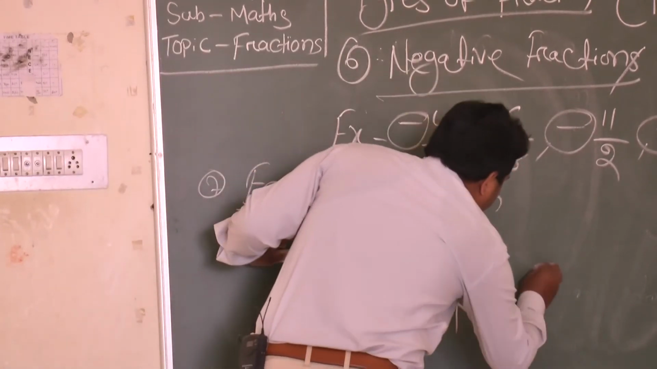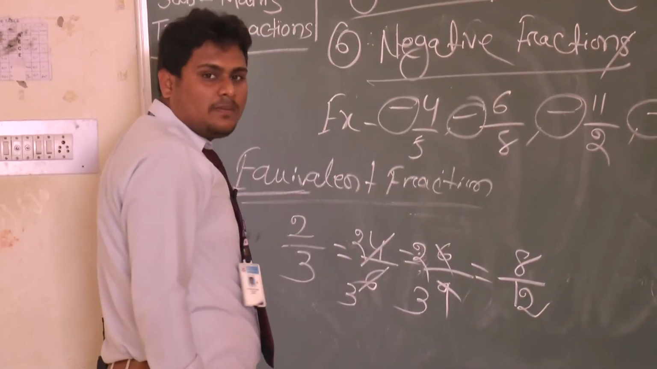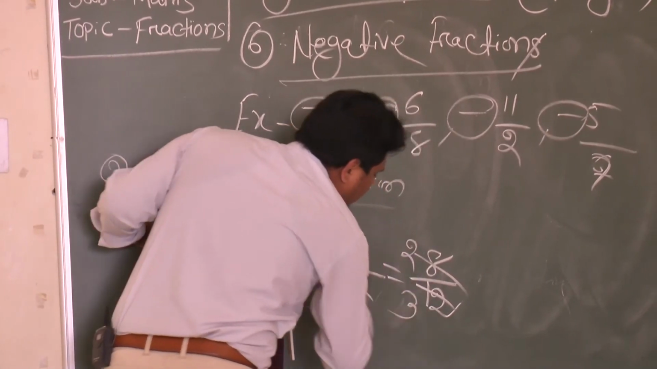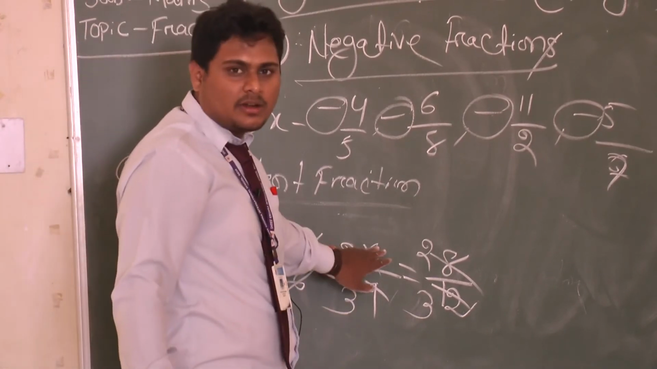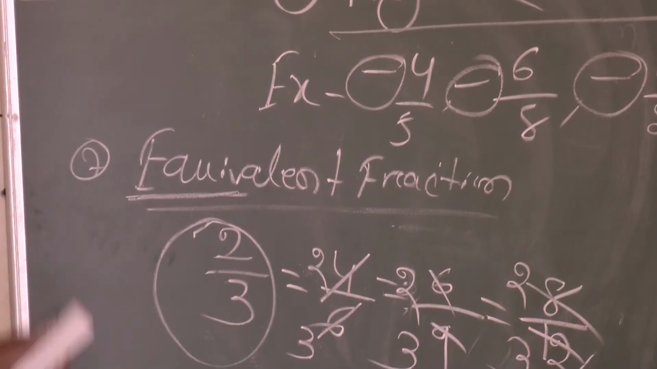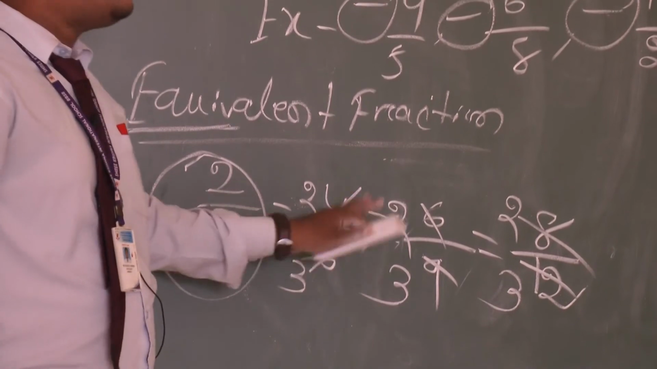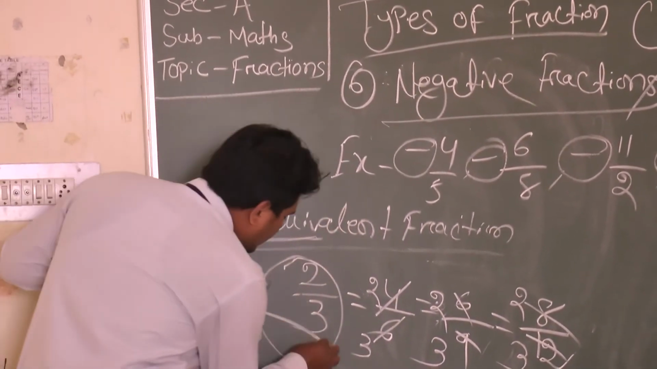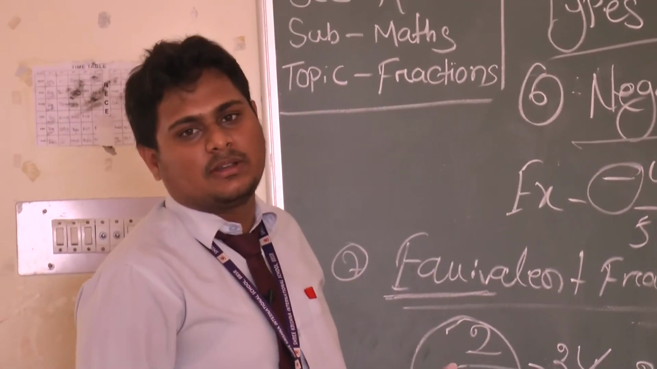Next, write 8 by 12, it will also be cut by the 4, 4 2s are 8, 4 3s are 12. It means whatever fractions we have written here, all are equal to the 2 by 3, so that it is known as equivalent fractions. It means the fractions which are equal to the main fraction or the first fraction, that is known as equivalent fraction. Okay.